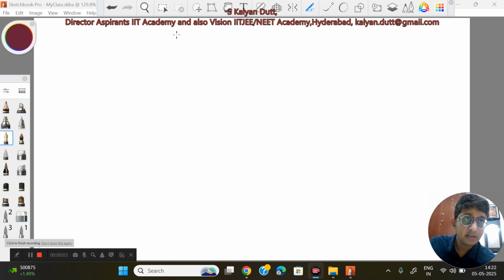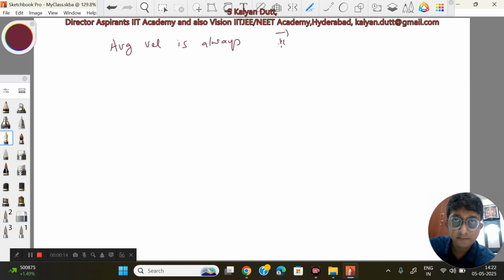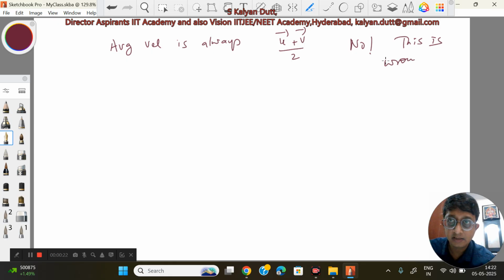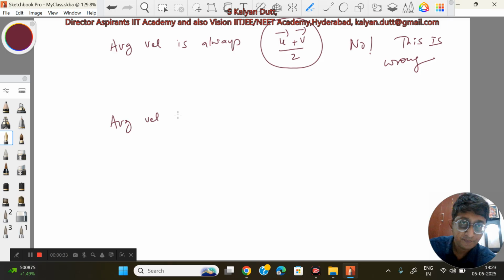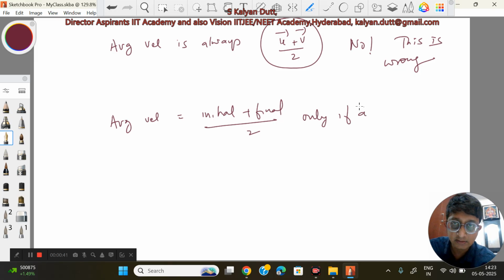Okay, in today's lecture, I want to remove this misconception that average velocity is always initial plus final by 2. No, this is wrong in fact. Average velocity is not initial plus final by 2. Not always. This is true only if acceleration is constant. Average velocity is initial plus final by 2 only if acceleration is constant.